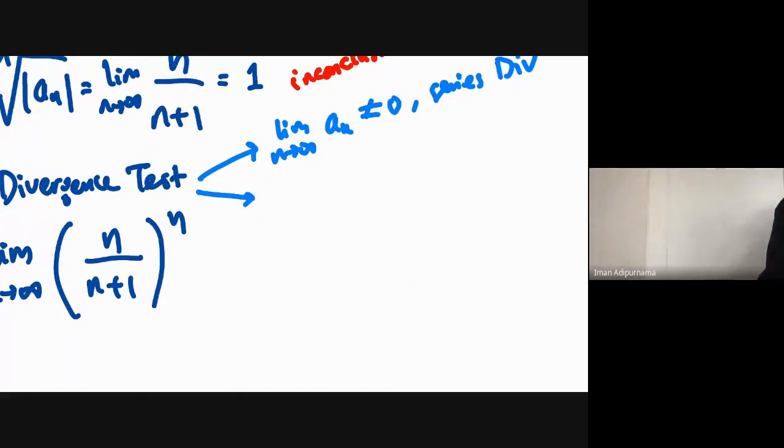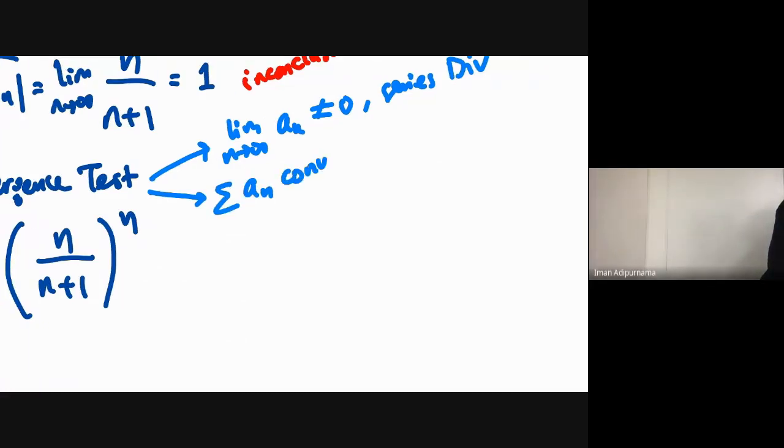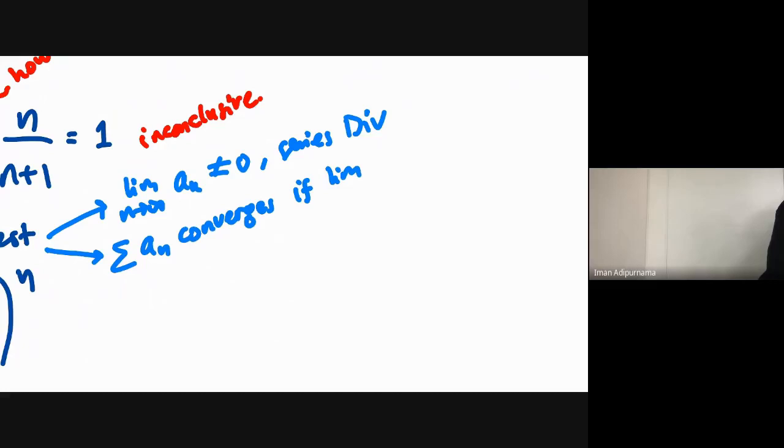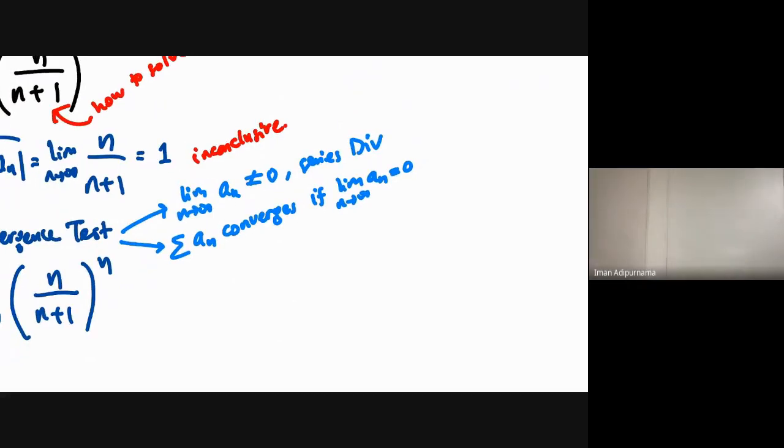The definition is about the series converging. If I write that if the limit is zero, then the series converges, that's wrong. The truth is, if the series converges, then the limit is zero. So don't reverse this, because if you reverse it, the whole conclusion will be wrong, and the way you see the problems will also be wrong.